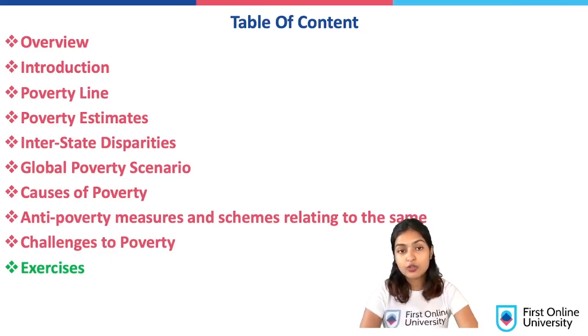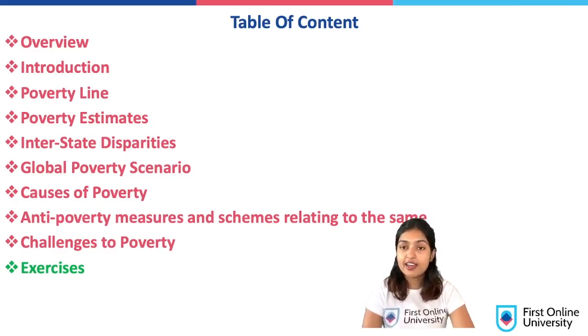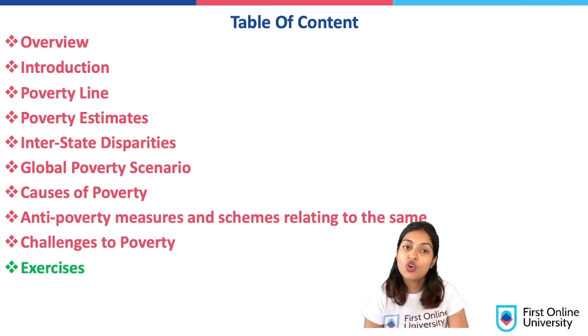Then we come down to the global poverty scenario. Compared to India, what are the other countries that fall under poverty, and what are the countries that do not fall under this category? Then we see what the main causes of poverty are. What are the factors that induce this scenario of poverty, and then we see anti-poverty measures and schemes relating to the same. So what exactly are anti-poverty measures?